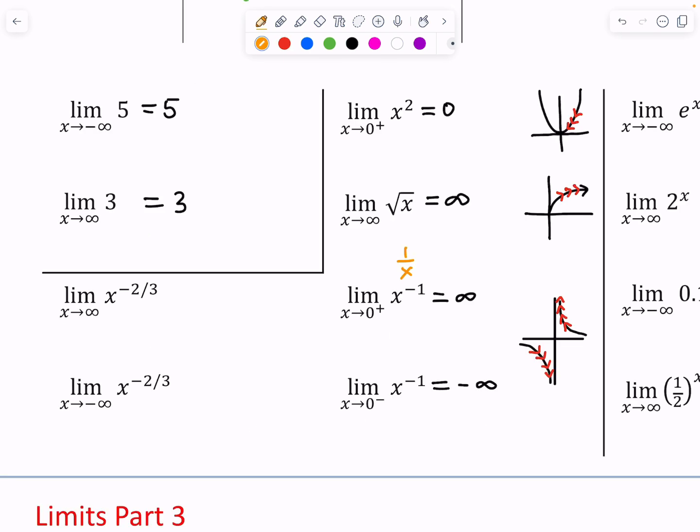Now, x to the negative 2/3. This means 1 over x to the positive 2/3. The 3 indicates a cube root, and the 2 indicates a power. So this is how you should interpret x to the negative 2/3. The cube root allows for positive and negative inputs, but then the square will guarantee that the output is positive.